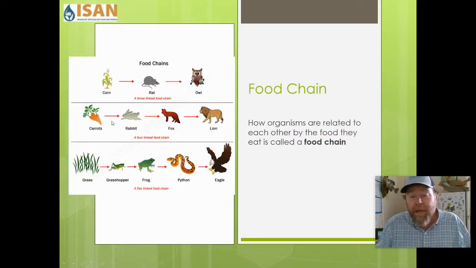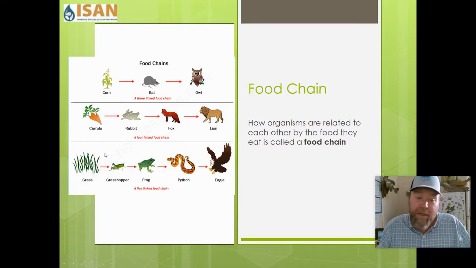Food chains. Many of you may know what a food chain is. There's a few examples here. A food chain is basically how organisms are related to each other by the food they eat. The relationship here would be the corn eaten by the rat, and then the rat eaten by the owl. That's a pretty simple food chain. A little more complex. You got carrots, and the rabbits love to eat carrots, and then the fox will eat the rabbit, and then the lion will eat the fox.